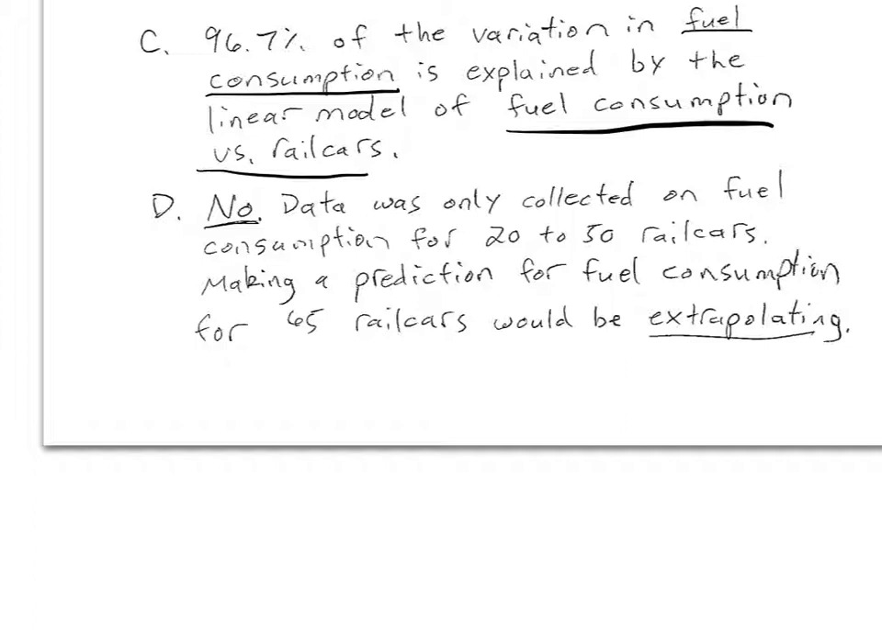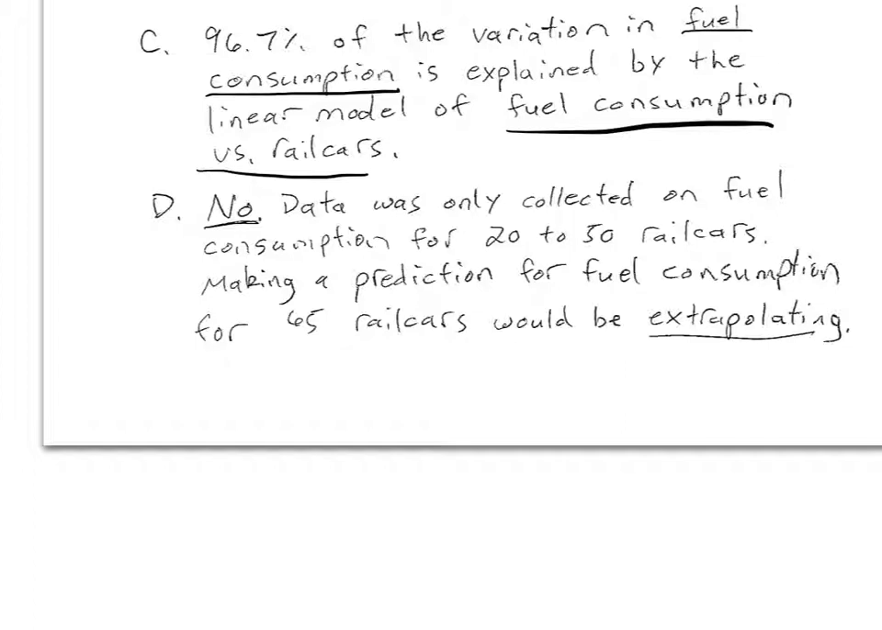And then lastly, we're asked if it's appropriate to make a prediction for the amount of units of fuel that we would need per mile if there were 65 rail cars. Now, we've got that linear model. I mean, we could just plug in 65 into x and grab a number for y hat, for the predicted fuel consumption per mile. So, I mean, I could do the math there. It would take about 2 seconds. I'd just grab my calculator.